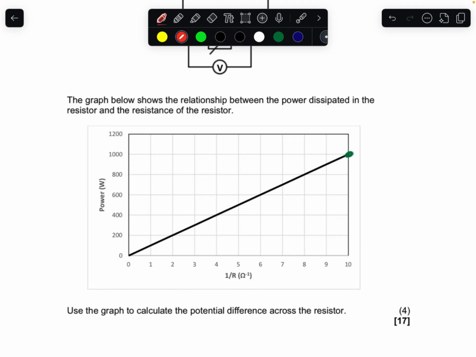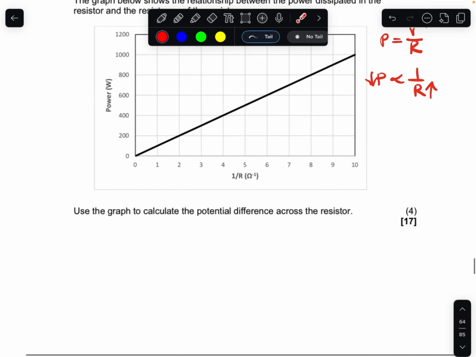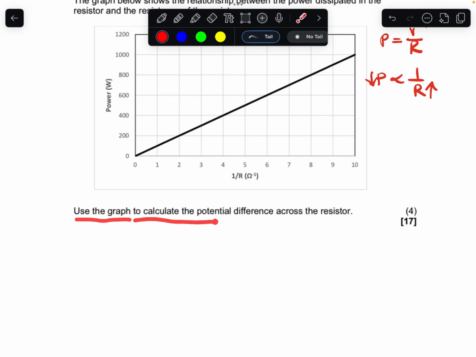It's the power and an inverse of the resistance. From this formula, we know, guys, that power is equal to V squared over R. We have an inverse relationship between the resistance and the power. The greater the resistance, the smaller the power. But in this graph, they have made an inverse of the resistance. That's why they have a direct relationship.